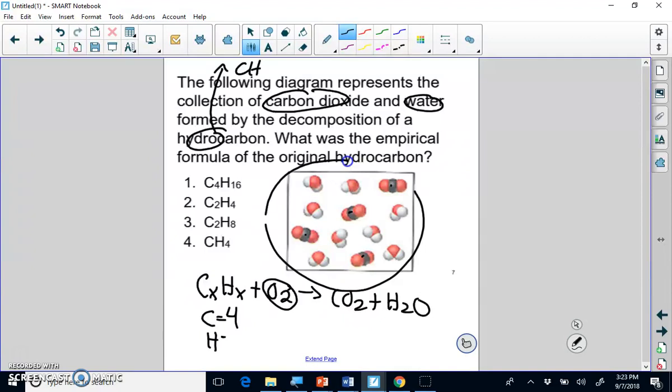And let's count the hydrogens, which are harder to do. 1, 2, 3, 4, 5, 6, 7, 8, 9, 10, 11, 12, 13, 14, 15, 16. So our molecular formula is C4H16. But both of those are divisible by both 4 and 2. 4 is the bigger one, so we're going to do that. If you divide this by 4, we get C, or 1, and this divided by 4 is 4. So that is our empirical formula. These are both divisible by 4, so our answer is that.